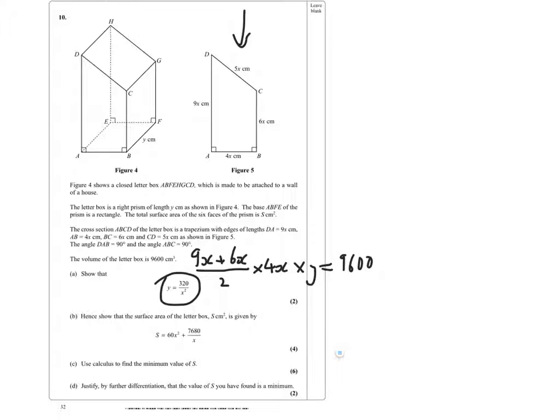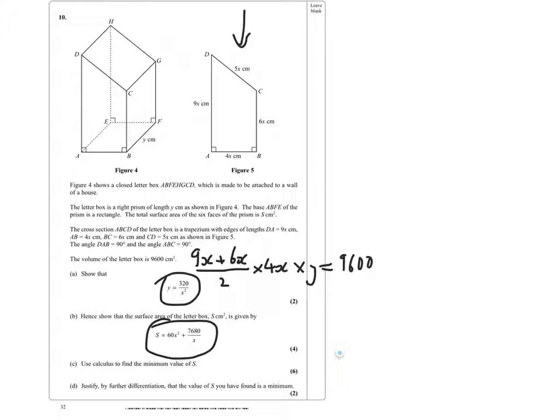Right, hence show the surface area of the letterbox is this. Now to be honest, I'm not going to do a huge amount there, because all you've got to do is find the area of all the sides using what you've got in part A as well. So there you've got 2 trapeziums and a whole load of rectangles. Right, add them up. I'll give you a clue. Oh, I know, they tell you what the answer is, don't they? There you go. So you know that's what you're looking for.